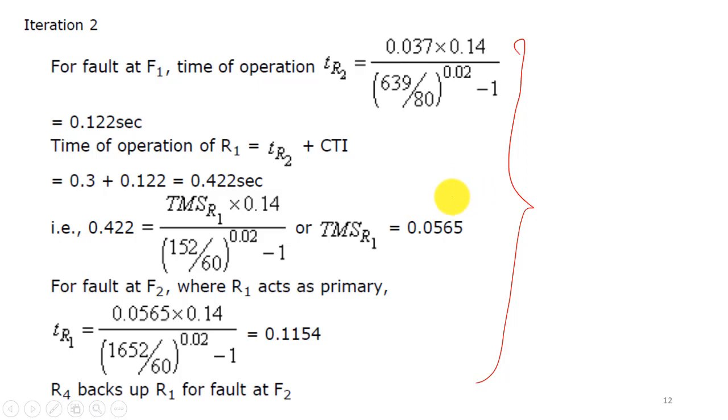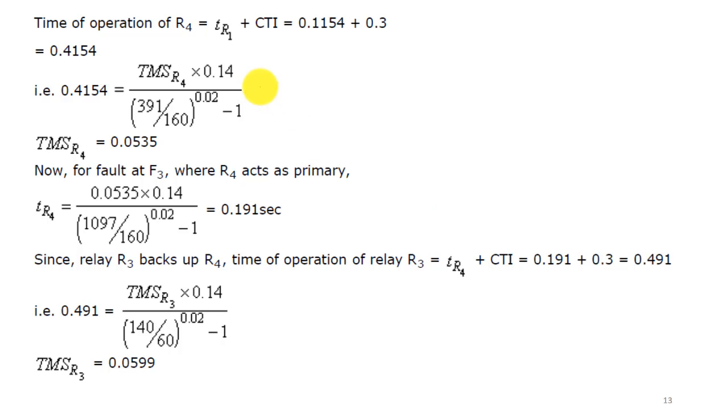Again the TMS settings of all the relays, like relay R1, then R2, R3, R4, all will change, right? So finally, we'll come to the TMS setting of R2. Here we can see we're calculating again the TMS setting of R4, then we're again calculating the TMS setting of R3, right? So the TMS we found here for R4 is 0.0535. Here again the TMS we found is 0.0599, right?